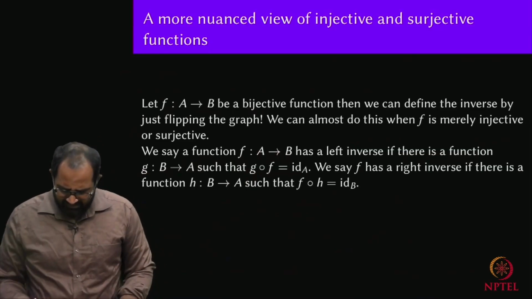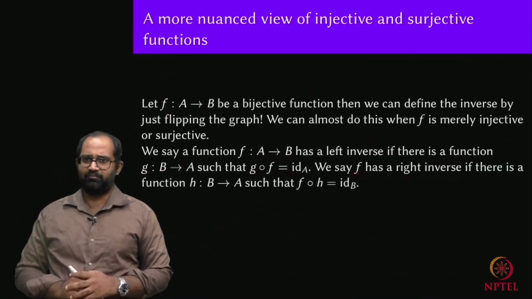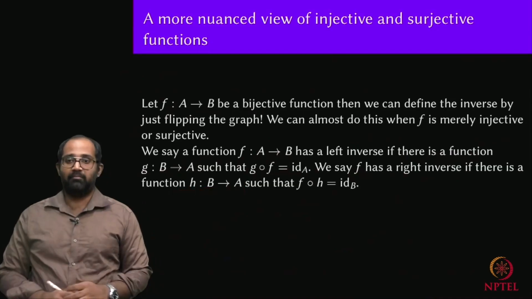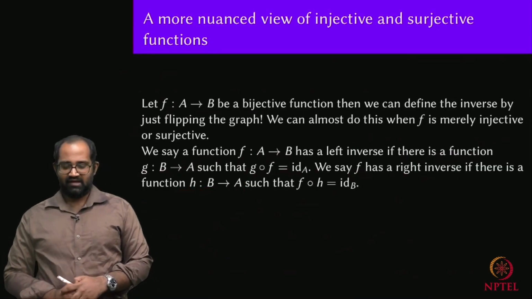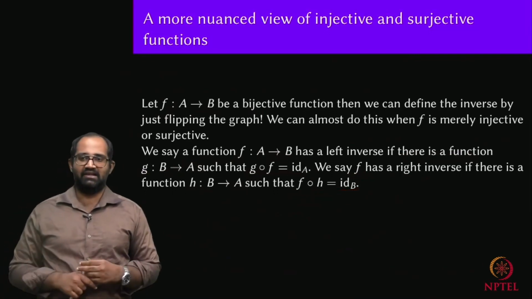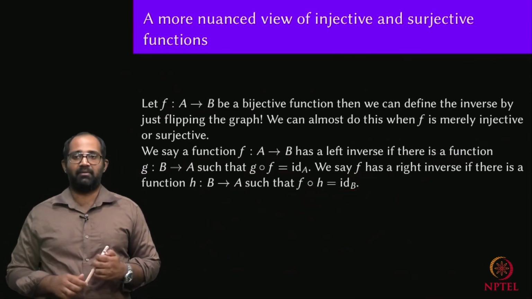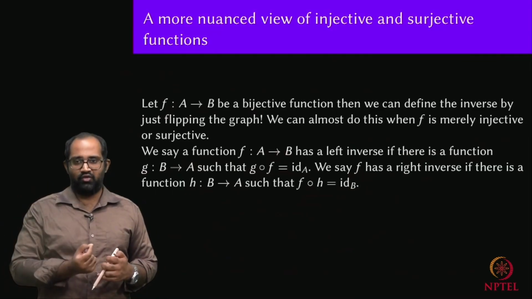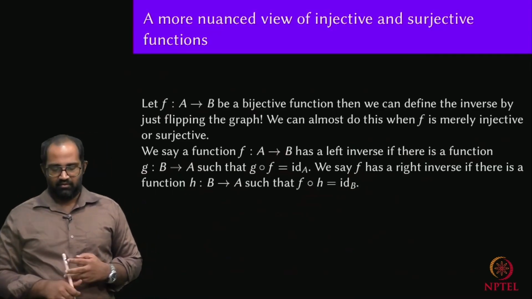We say f has a right inverse if there is a function h from B to A such that f composed with h equals identity of B. Exactly similar definition, except now you start from B, travel to A using h, then travel back to B using f. Okay.